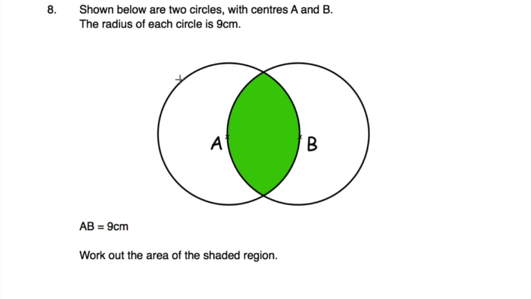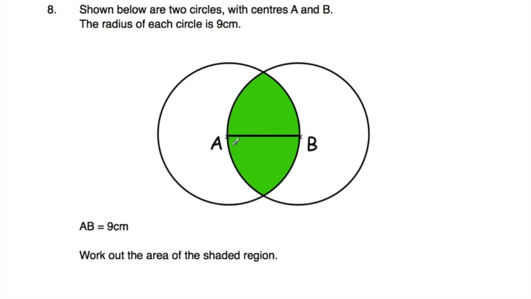So question number 8 says, shown below are 2 circles which have got centres A and B. So we've got this circle with centre A, and we've got this circle with centre B. And the radius of each circle is 9 centimetres. We're told that AB is equal to 9 centimetres, and that makes sense because if we've got the circle A, B's on its circumference, and we know the radius is 9 centimetres.